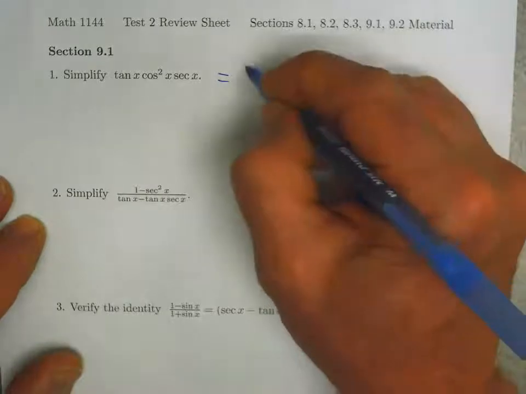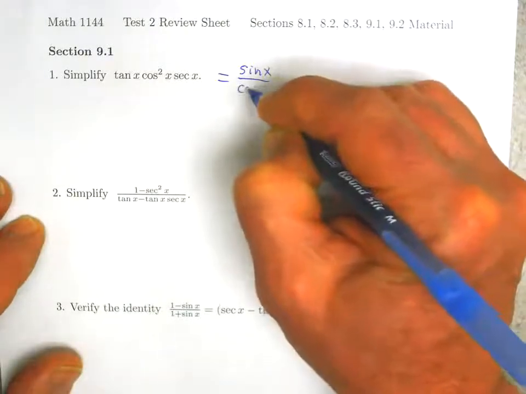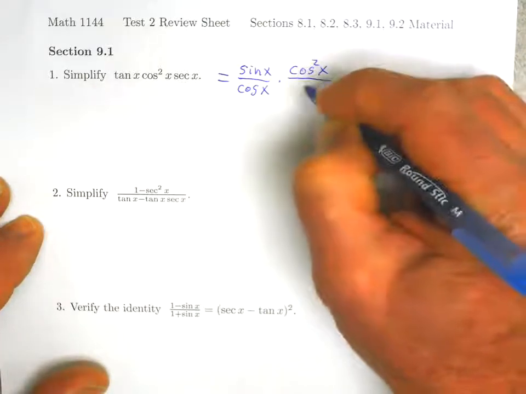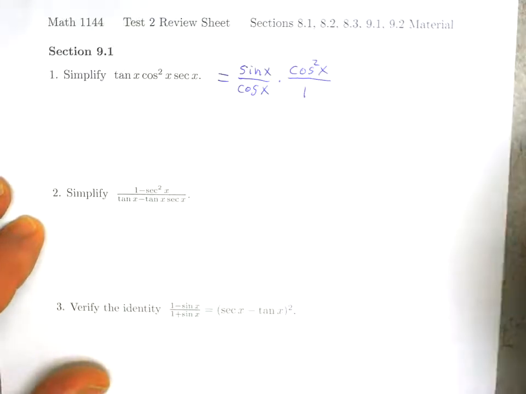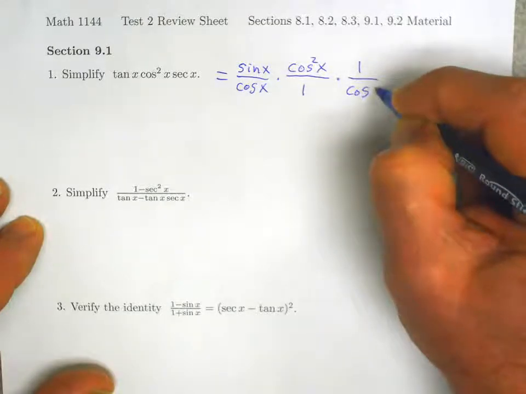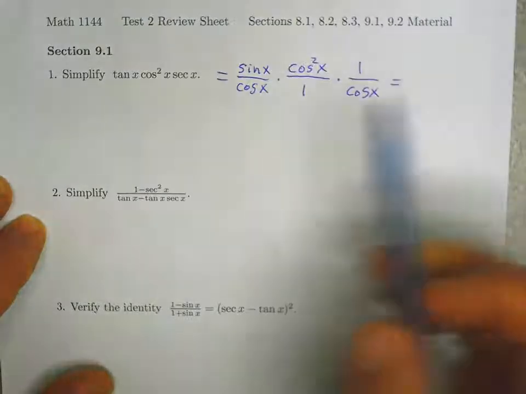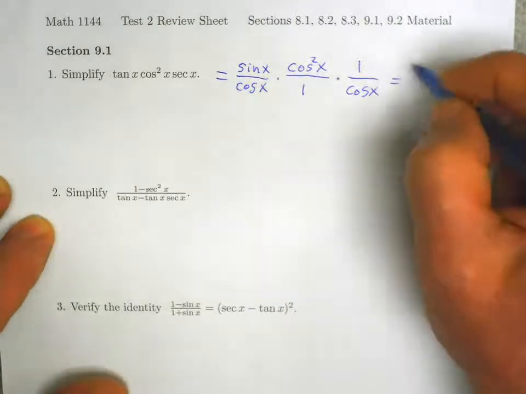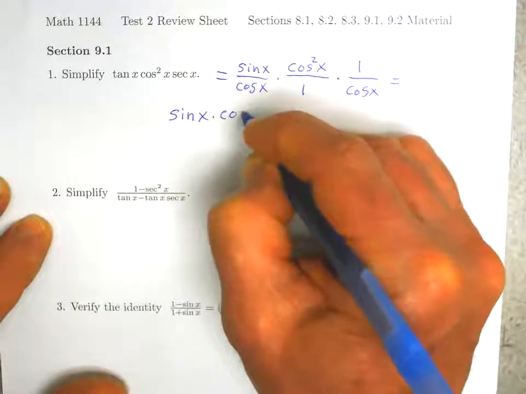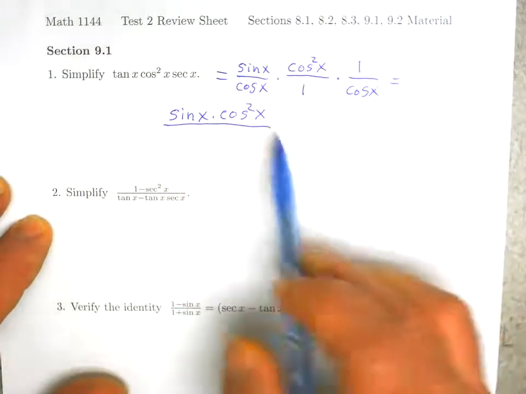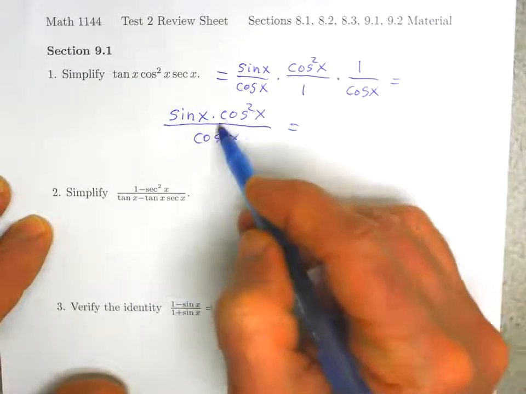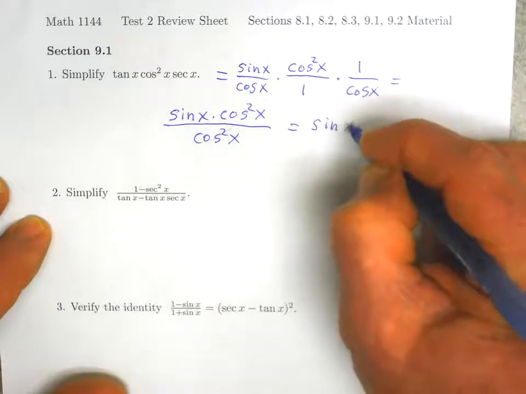So tangent is sine of x over cosine of x. We'll leave cosine of x squared the way it is for now, but I'll write it as cosine of x squared over 1. And secant of x is 1 over cosine of x. So we'll write it one step further before simplifying. Sine of x times cosine of x squared divided by cosine of x times 1 times cosine of x is cosine of x squared. So those cancel each other out, and so it simplifies to sine of x.